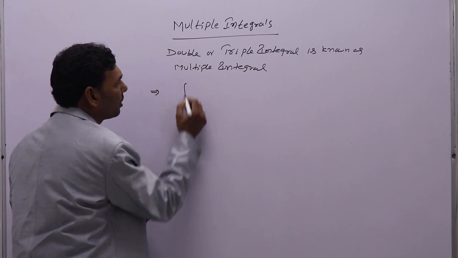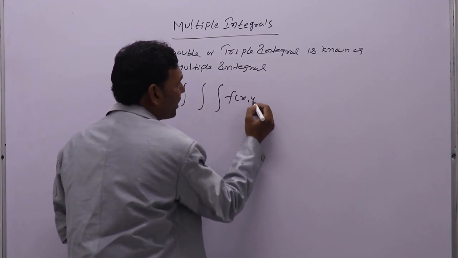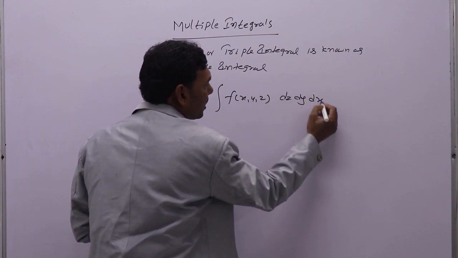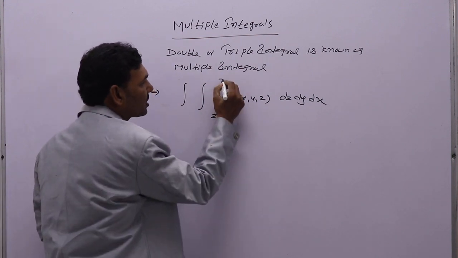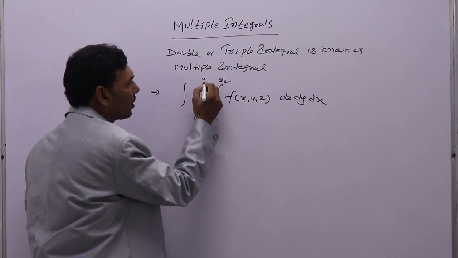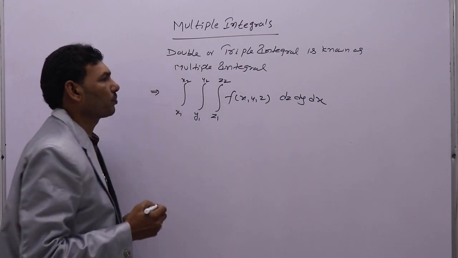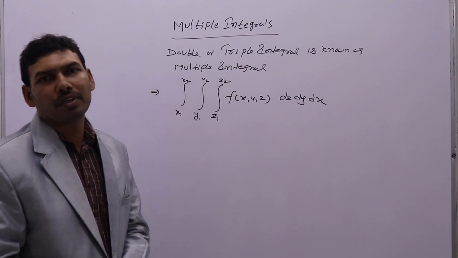For example, the triple integral of some function of x, y, z, dz, dy, dx. Here we may have z limits like z1, z2, y limits like y1, y2, and x limits like x1, x2. So like this, we represent the triple integral.